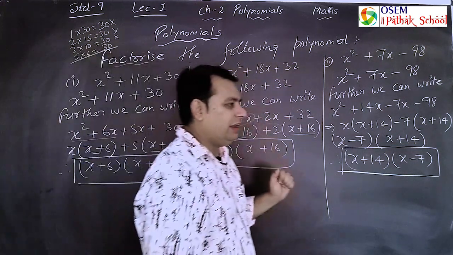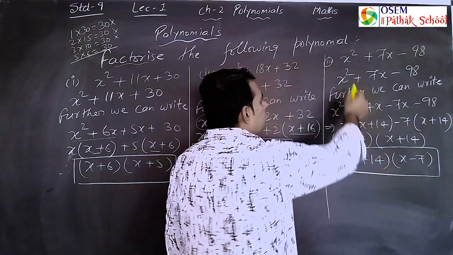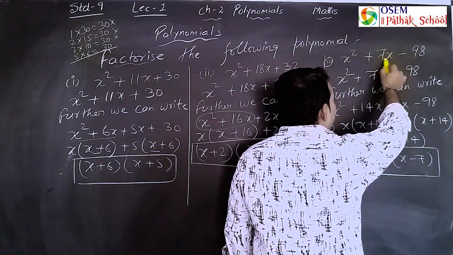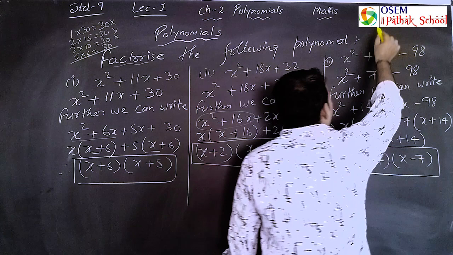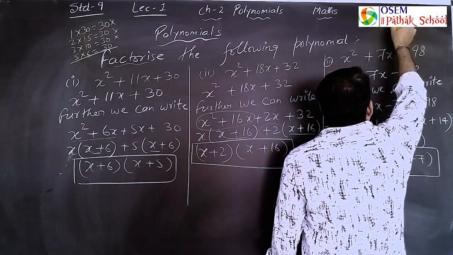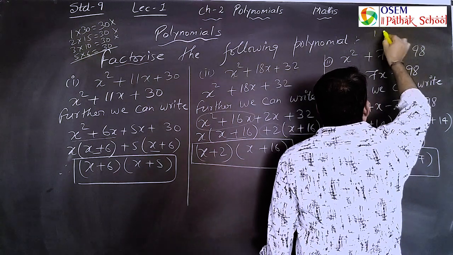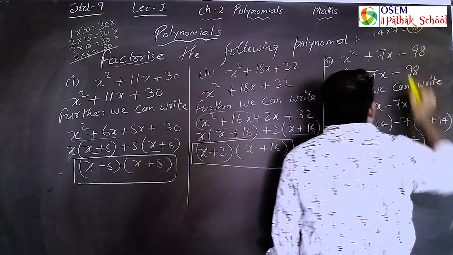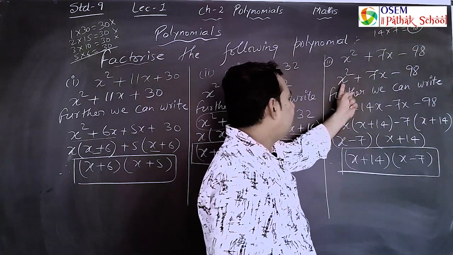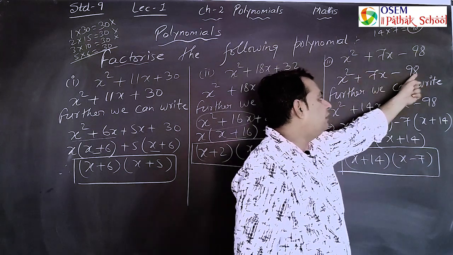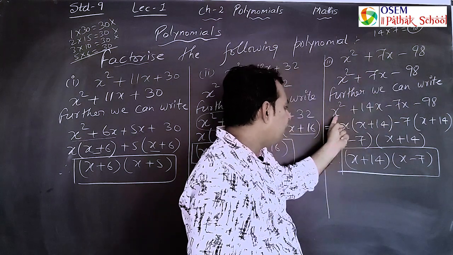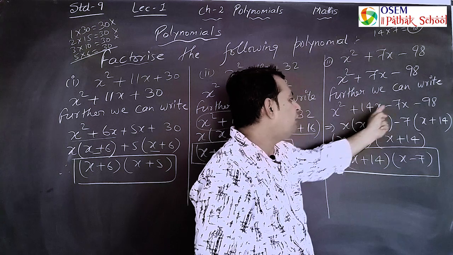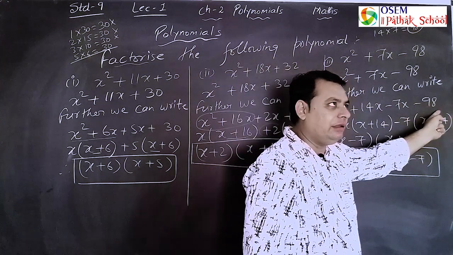And the third and the last factorization I have over here: x² + 7x - 98. I have multiplied 14 minus 7, it will be 7, and 14 into 7 will be 98. So I have shown over here x² + 7x - 98. Further we can write here x² + 14x - 7x - 98.